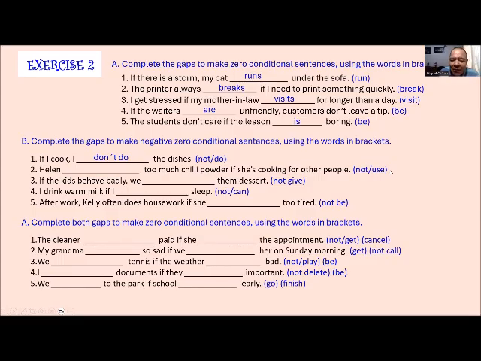Okay, please, Carlos Emilio, thanks for your help. Number 2. Yes, Helen doesn't use too much chili powder if she's cooking for other people. Exactly. Doesn't use, because we have the third person Helen. Remember, third person uses does as an auxiliary verb. Thanks a lot, Carlos, again.